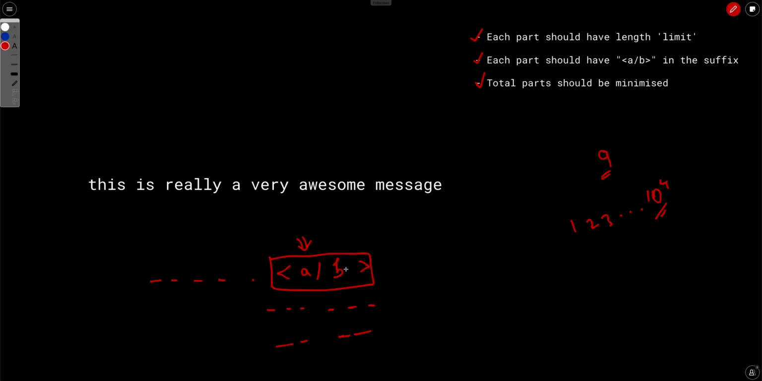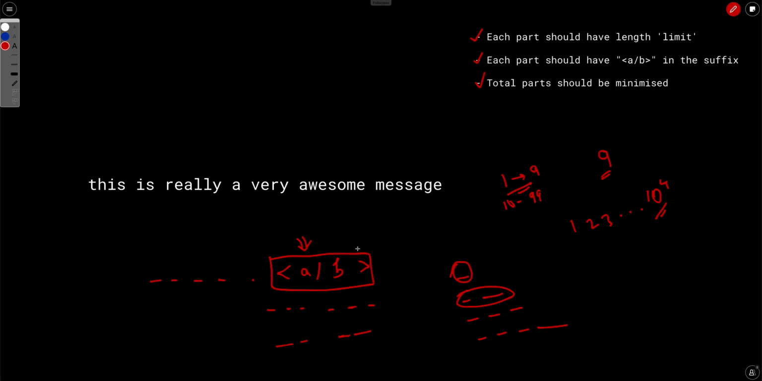The number of characters that b can have is either 1, 2, 3, or at max 4, right? Why? B can be from 1 to 9, right? So if B is between 1 to 9, you will have only one digit for B. Secondly, B can be from 10 to 99, and in this case B will have two characters, or B will contribute two characters.